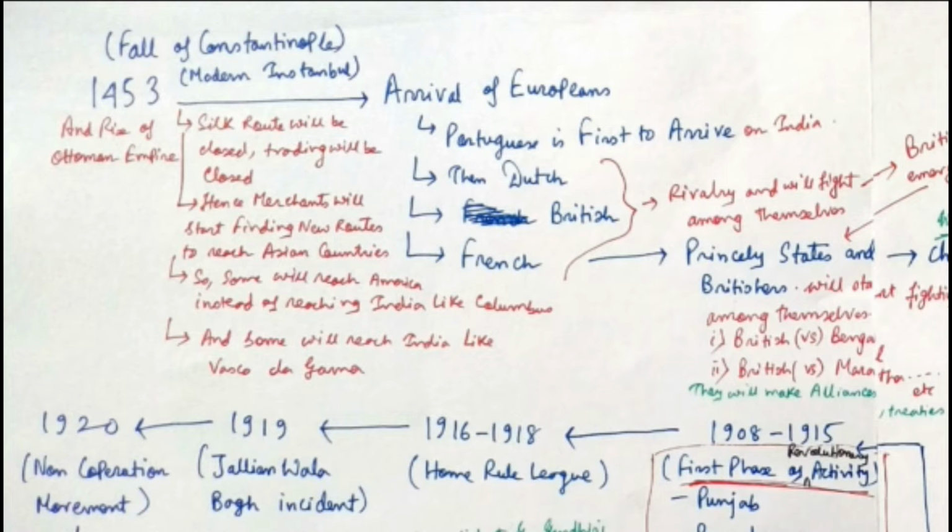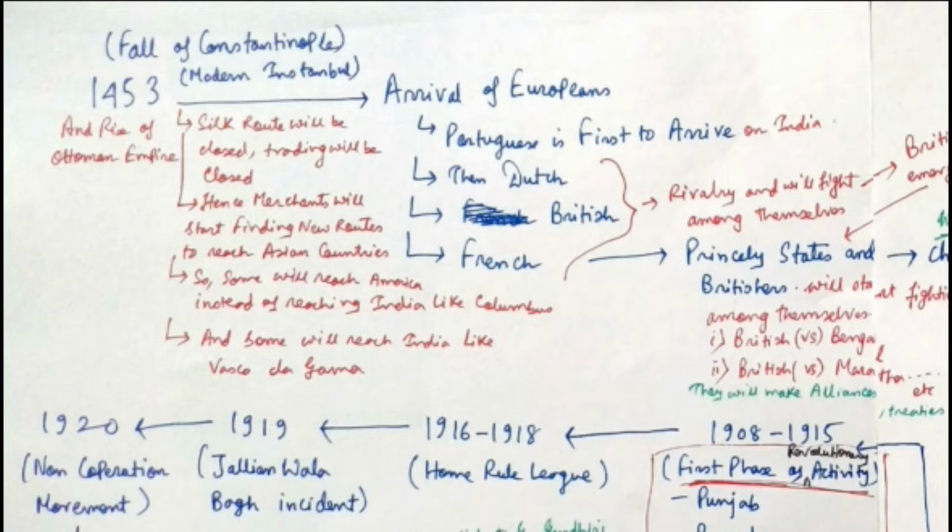The Silk Route will be closed, alright, and what will happen to the traders, the merchants? They will start finding new routes to reach Asian countries, just for trade and commerce. Some will go and reach America, like Columbus, and some will try to reach India as well, and they will reach Calicut, like Vasco da Gama.